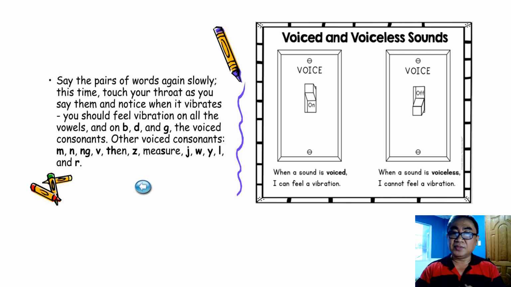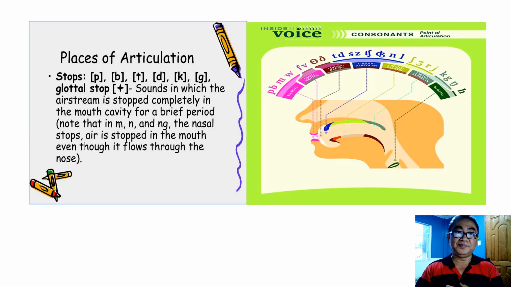Then we shall go to the fricatives. The places of articulation, as had already been mentioned, these are sounds in which the airstream is stopped completely in the mouth cavity for a brief period. Note that in the nasal stops, air is stopped in the mouth, even though it flows through the nose. So we're talking on fricatives.